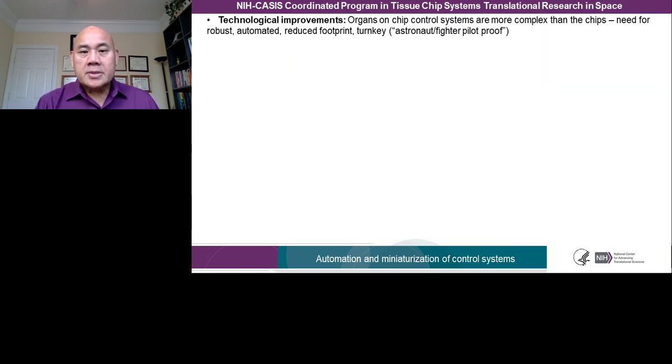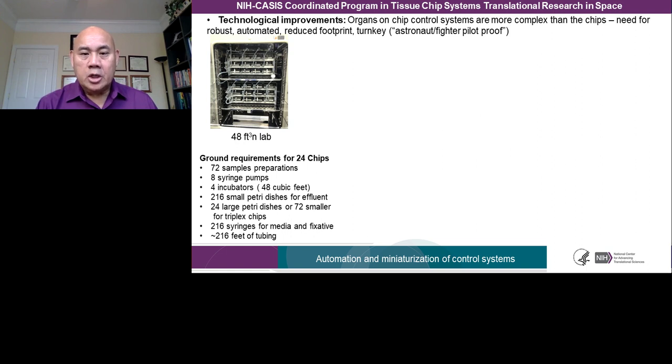One of the other things that we're interested in would be to vastly improve the technology for organs on chips. When I talk to the astronauts who go up to space and will be the ones running the experiments, a good number of them are not trained as scientists. They're primarily coming from a military background. And so they said, you need to make the system robust, automated, essentially turnkey technology, or in short, they call it, make it astronaut fighter pilot proof. And that obviously poses a large challenge for us as tissue chip developers.